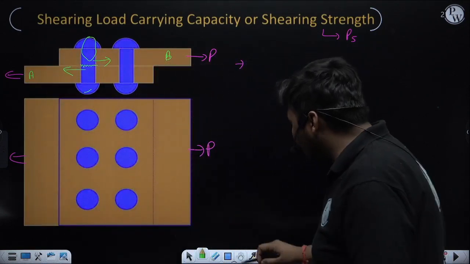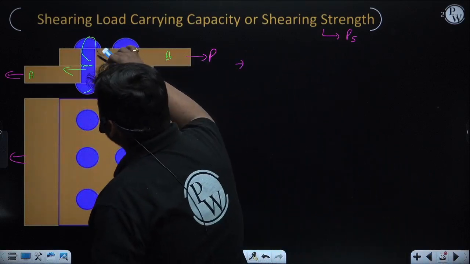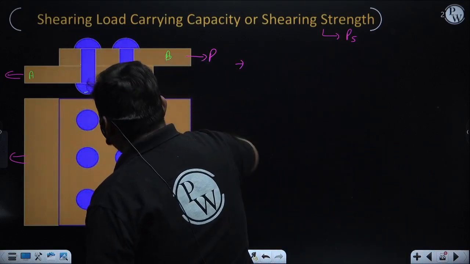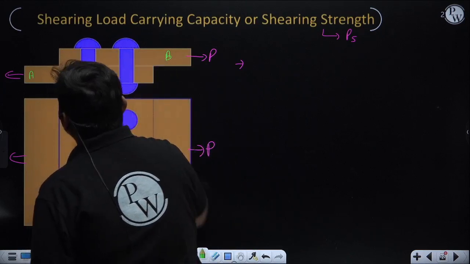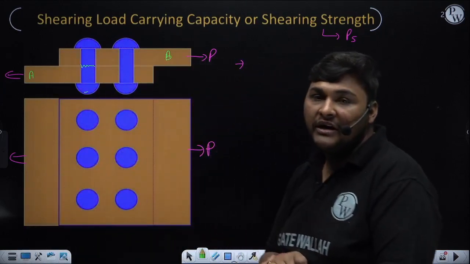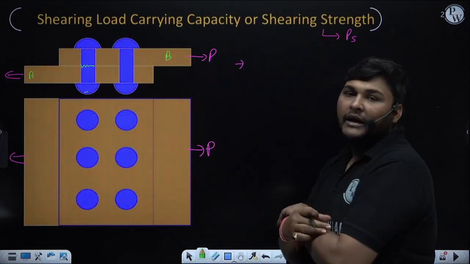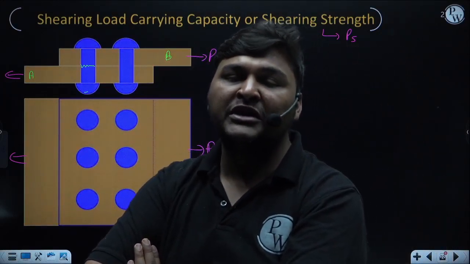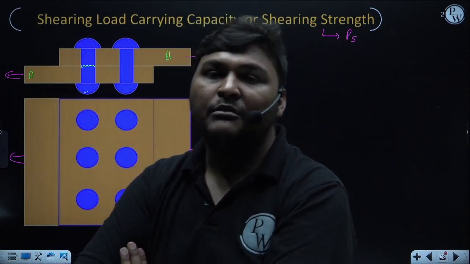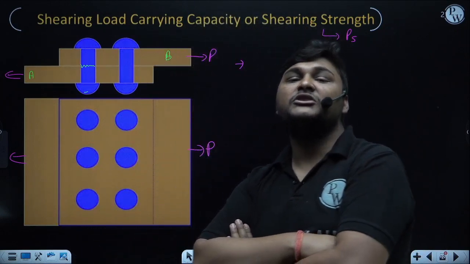If this failure of the rivet occurs, it is known as shearing of rivet. Why? Because you can see the plane from which this failure is occurring is parallel to load P. And if the plane is parallel to load P, the stress induced in that plane will be shear stress. It means in this plane of the rivet, shear stress will be induced.